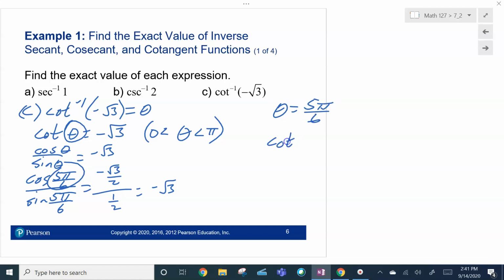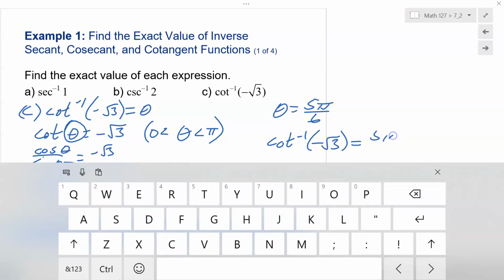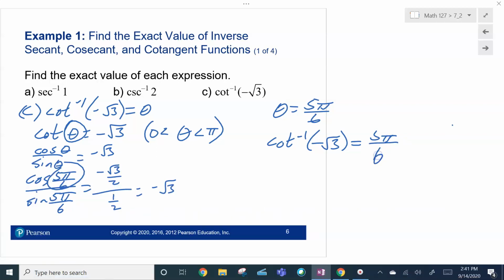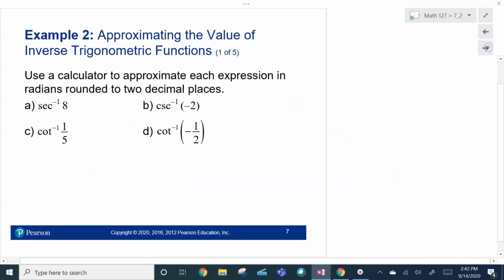So the arc cotangent of negative root 3, which is equal to theta, is 5 pi 6. Okay. All right, let's keep going some more here.